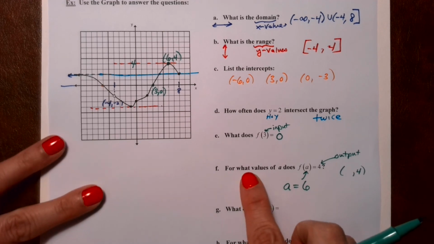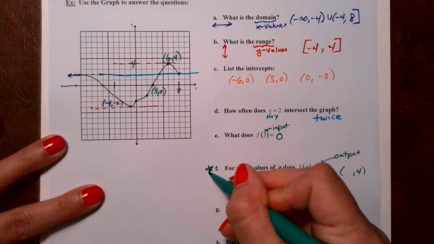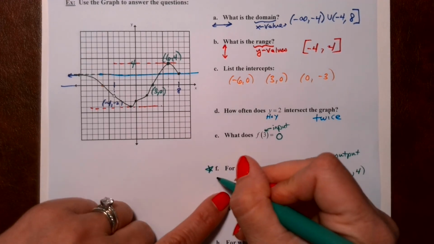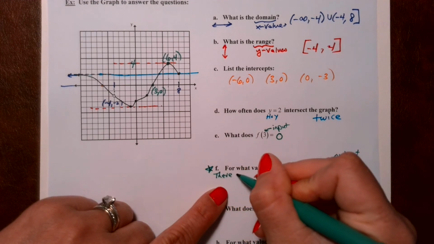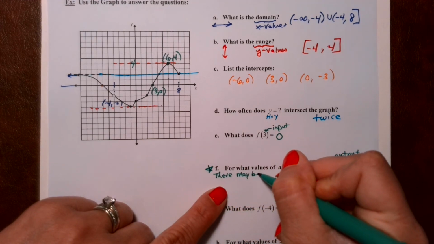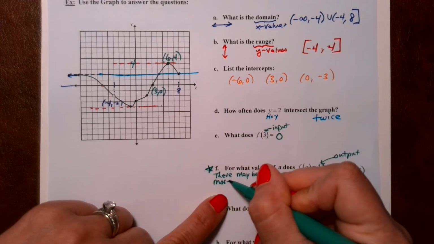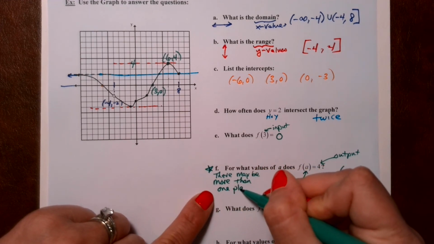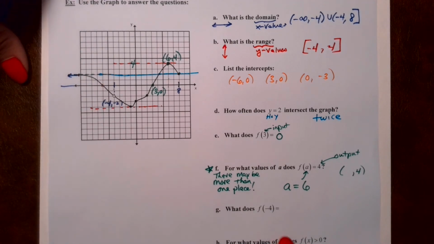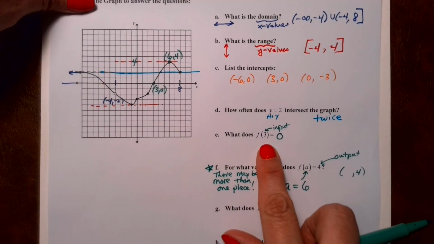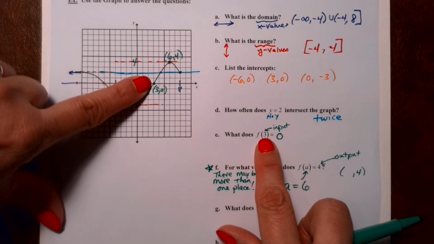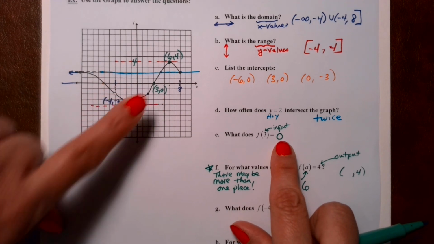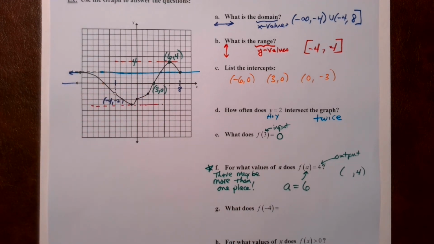So for what values of a, when you have a question like this, there may be more than one place. Just make sure you look all over. Not when you're doing inputs. When you're doing inputs, there's one place. Tell me what the y value is. Good to know.